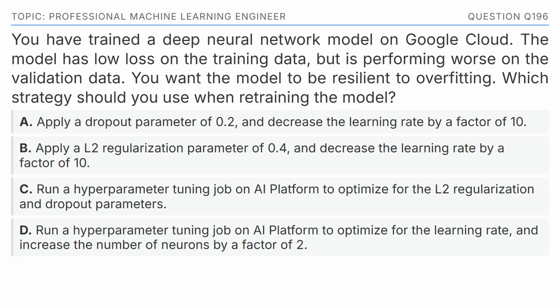The options are: Option A, apply a dropout parameter of 0.2 and decrease the learning rate by a factor of 10. Option B, apply a L2 regularization parameter of 0.4 and decrease the learning rate by a factor of 10. Option C, run a hyperparameter tuning job on AI platform to optimize for the L2 regularization and dropout parameters. Option D, run a hyperparameter tuning job on AI platform to optimize for the learning rate and increase the number of neurons by a factor of 2.